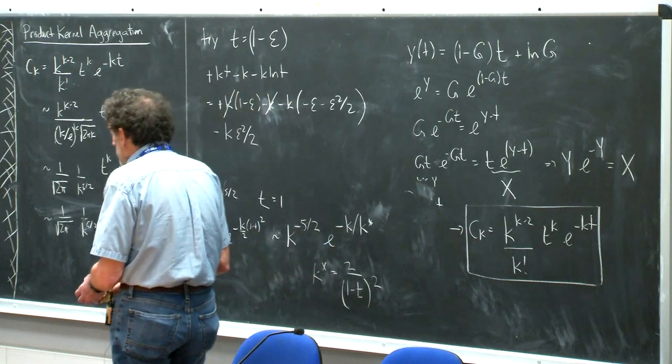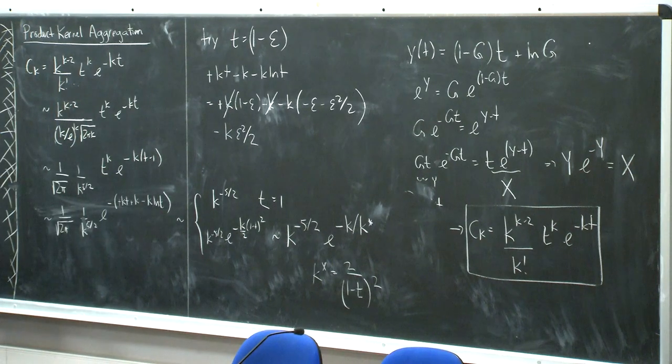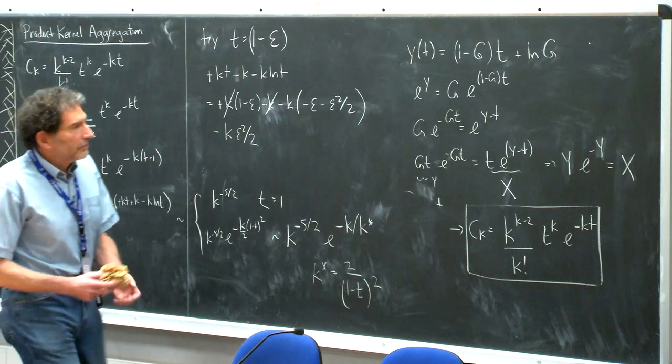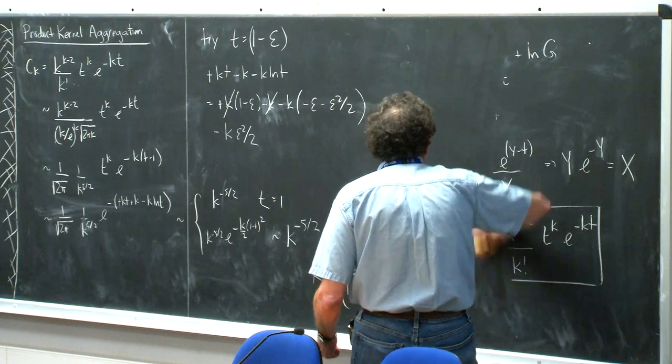So it's k to the minus 5 over 2, e to the minus k over k star, where this characteristic size, k star, is equal to 2 over 1 minus t quantity squared. So this is the main result of this product kernel aggregation process, that indeed the cluster size distribution is a power law at t equals 1, and for t less than 1, it's a power law with an exponential cutoff.